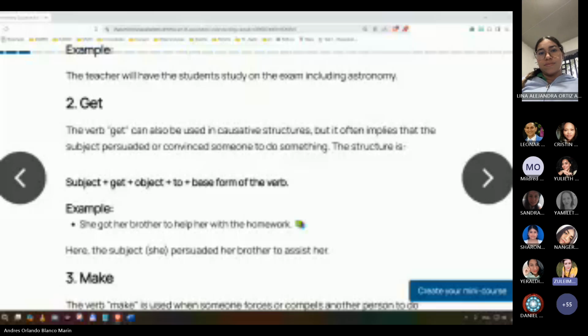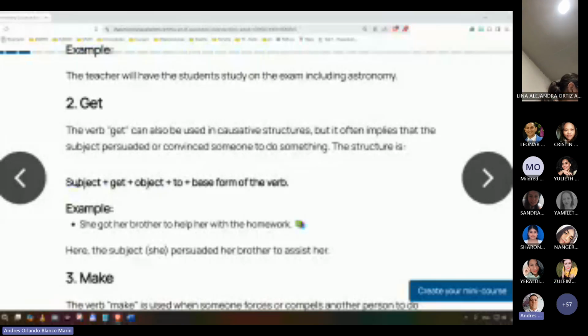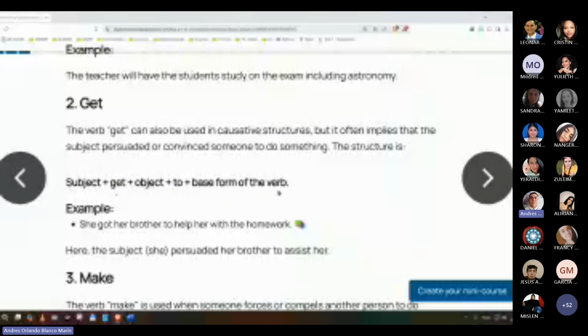So once again, the question is, what's the difference between this structure, subject, get, object, to, base form, and the first structure?